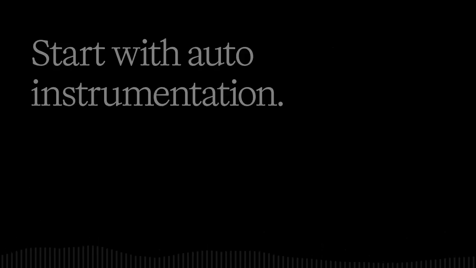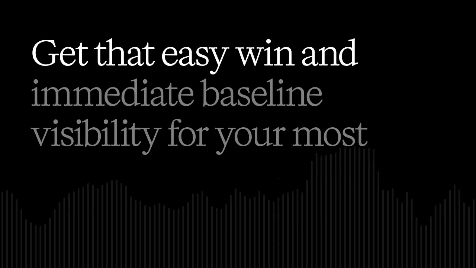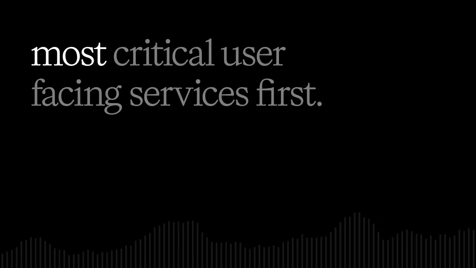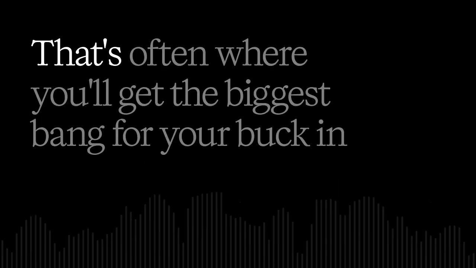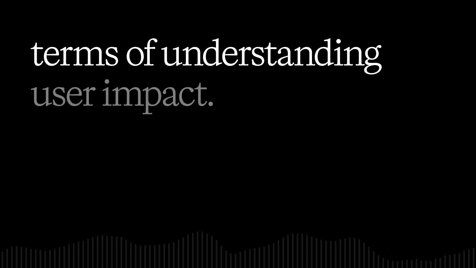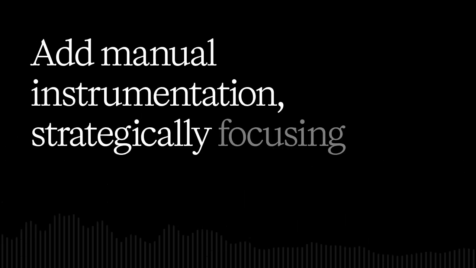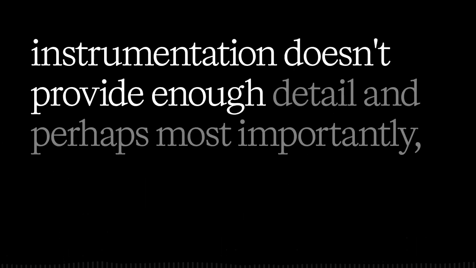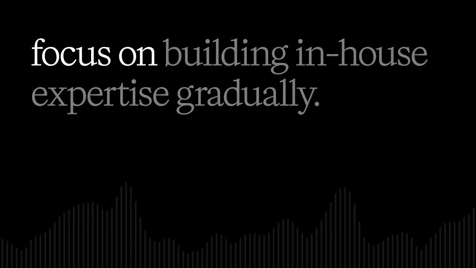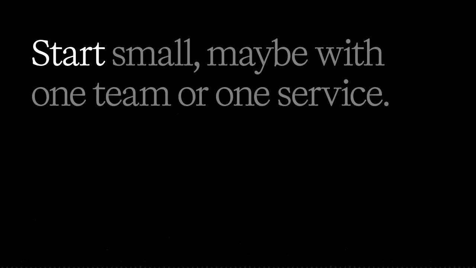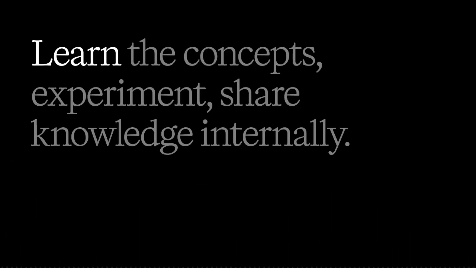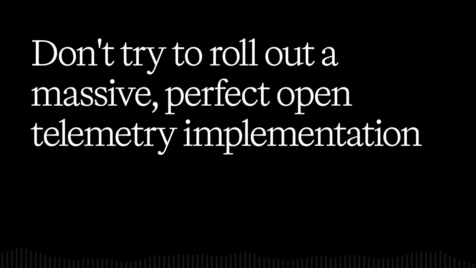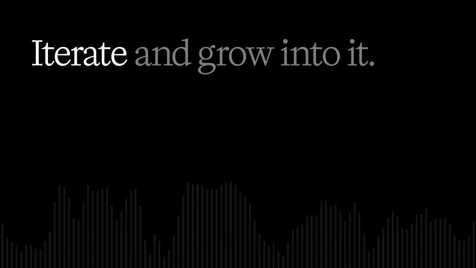Don't try to boil the ocean. Start with auto instrumentation. Get that easy win and immediate baseline visibility for your most common libraries and frameworks. Then, prioritize instrumenting your most critical user-facing services first. That's often where you'll get the biggest bang for your buck in terms of understanding user impact. Add manual instrumentation strategically, focusing on key business transactions or complex internal logic where auto instrumentation doesn't provide enough detail. And perhaps most importantly, focus on building in-house expertise gradually. Start small, maybe with one team or one service. Learn the concepts, experiment, share knowledge internally. Don't try to roll out a massive, perfect OpenTelemetry implementation across the entire organization all at once. Iterate and grow into it.